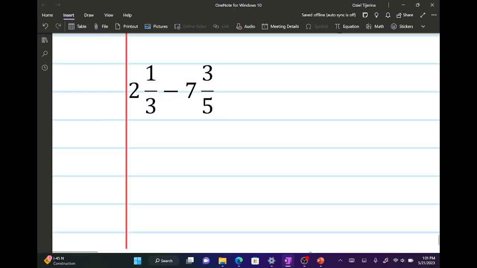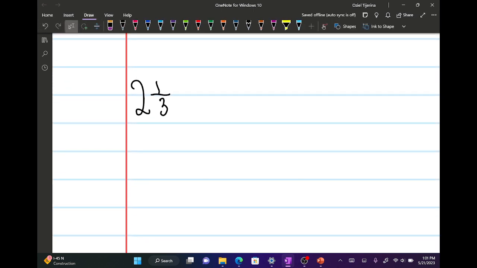To do that, if I have A and B over C, I multiply A times C, so it's AC, and then plus B, and then put it all over C. That is what we're going to do here.